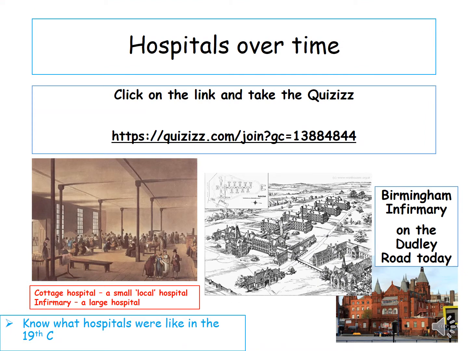So the first learning objective is to know what hospitals were like in the 19th century. So I'd like you to click on the quiz link and to do a little bit of revision from medieval and Renaissance and to have a go at the questions. Could you have a look at the screen? You can also see a picture of Birmingham Infirmary. We have got the drawn layout in black and white, and we also have a picture of the hospital today, which you can find on the Dudley Road in the city centre.